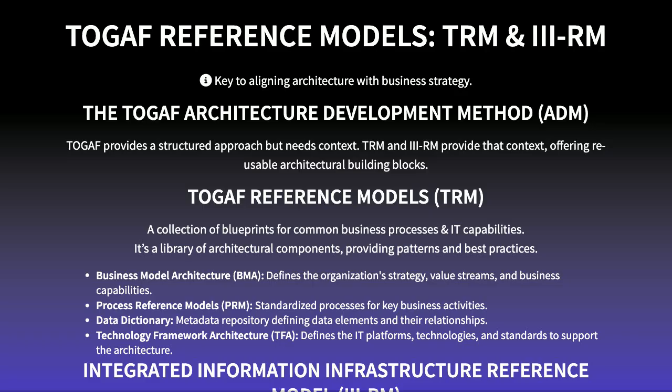Each area provides reusable architectural components and patterns to help you design your IT landscape effectively. Then there's the III-RM, the Integrated Information Infrastructure Reference Model. This is a more detailed version of the TRM, specifically focused on how data, applications, and technology all fit together within an enterprise. It has three main views: data, applications, and technology. Using these models helps you align your IT architecture with your business strategy, leading to better decisions and less rework.